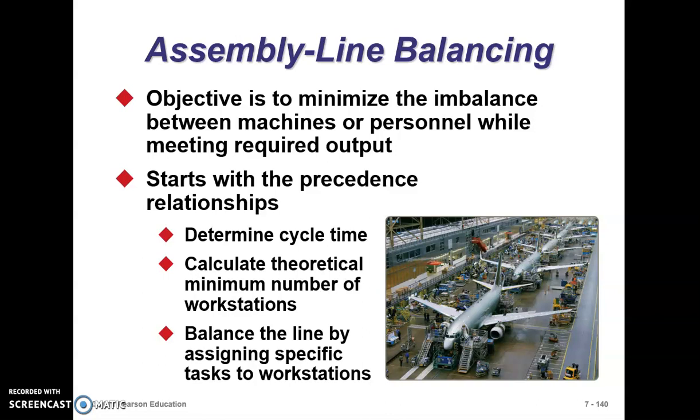Okay, in assembly line, we want to know the theoretical minimum number of workstations. We group workstations. This workstation is where we do grouping of the tasks. For example, first machine, it takes 10 minutes. Second machine also takes 10 minutes. So that is a station, one station to one station. Okay, balance the line by assigning specific tasks to workstations. And normally we will distribute the machines, the people, evenly between stations. That is the basic concept of assembly line.